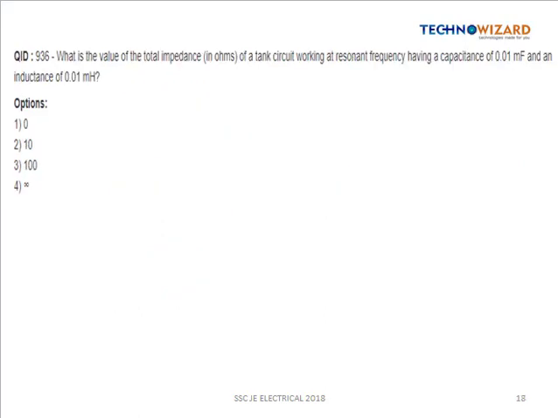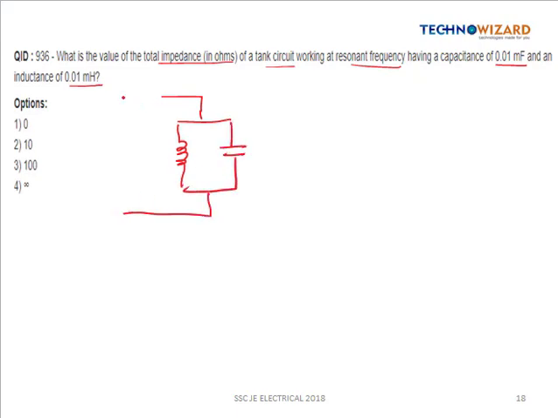Next question is, what is the total impedance in ohm of a tank circuit working at the resonant frequency having a capacitance of 0.01 millifarad and an inductance of 0.01 millihenry? So we know that in a tank circuit, the inductor and the capacitor are connected in parallel and it is connected with the source. So under the resonant frequency, the tank circuit will have an impedance, which is given by Z dynamic is equal to L by CR.